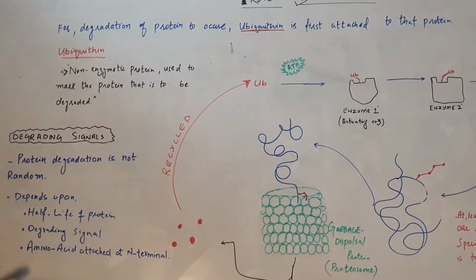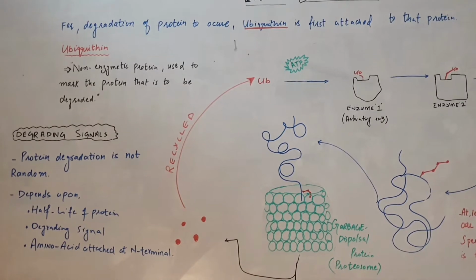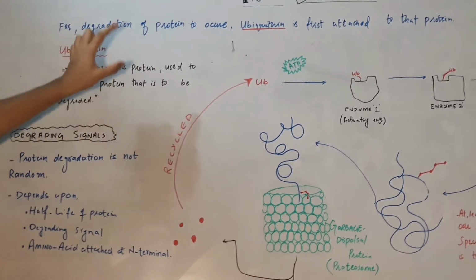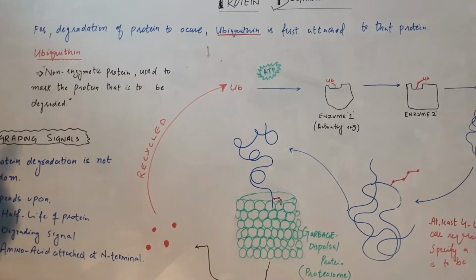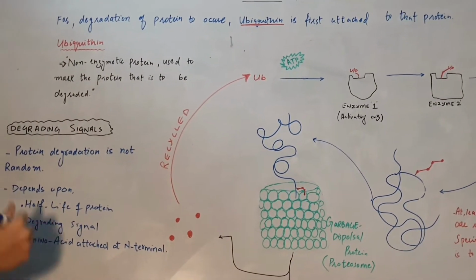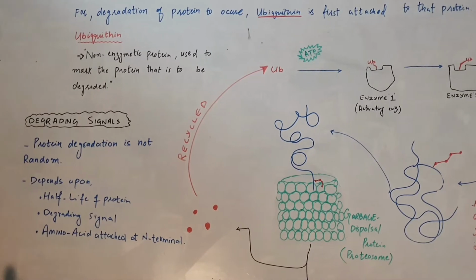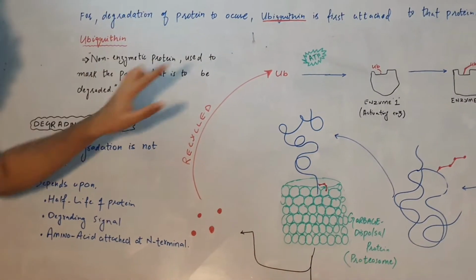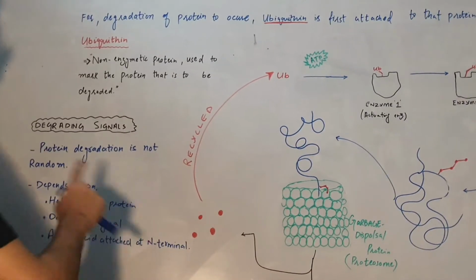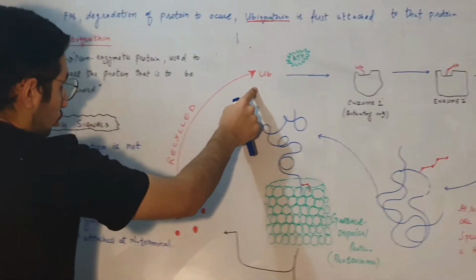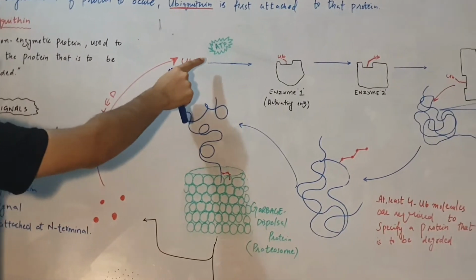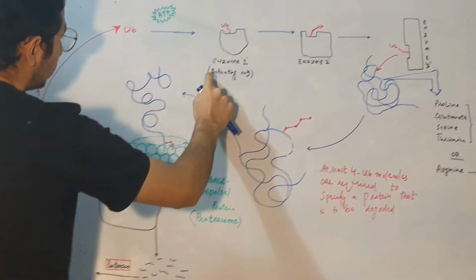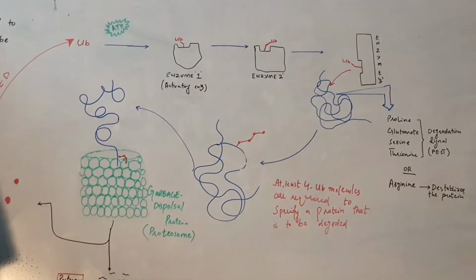As there are many proteins in our human body, the ubiquitin is first attached to the protein which is to be degraded, then that protein is selected for degradation. Now how is this ubiquitin attached to the protein that is to be degraded? The ubiquitin molecule, in the presence of ATP, combines with enzyme 1, that is also called the activating enzyme.